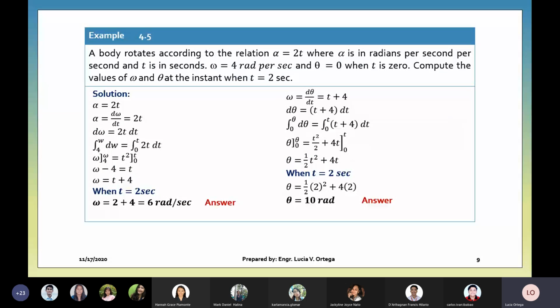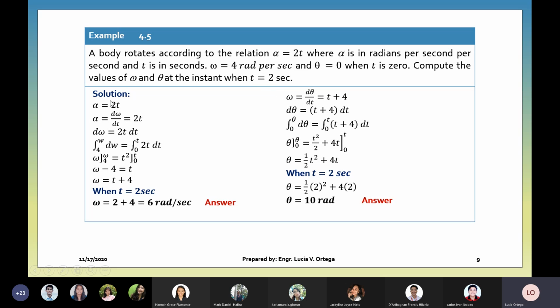A body rotates according to the relation alpha equals 2t, where alpha is in radians per second squared and t is in seconds. Omega is 4 radians per second, and theta equals 0 when t is 0. So that is the given condition. Compute the value of omega and theta at the instant when time is equal to 2 seconds.